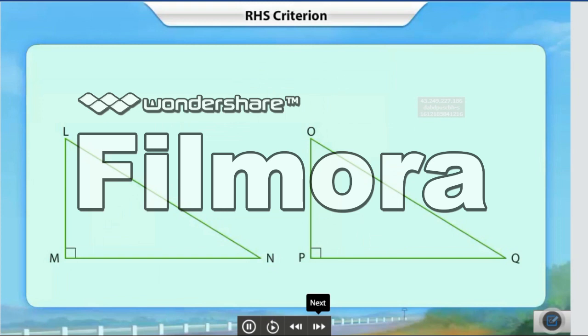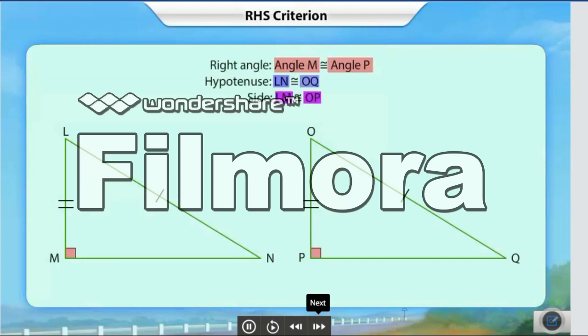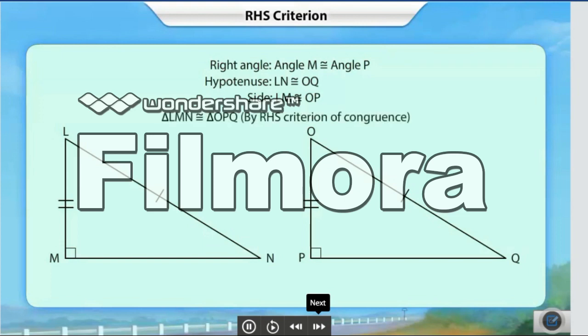If the hypotenuse and a side of a right triangle are respectively congruent to the hypotenuse and a side of another right triangle, the triangles are congruent. This is known as the right hypotenuse side criterion or the RHS criterion of congruence.